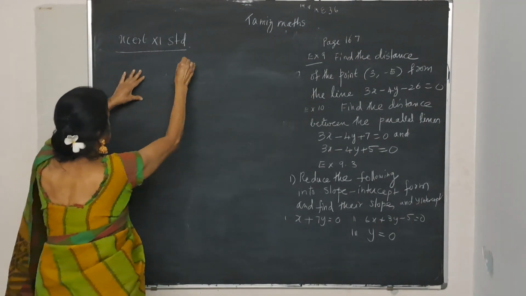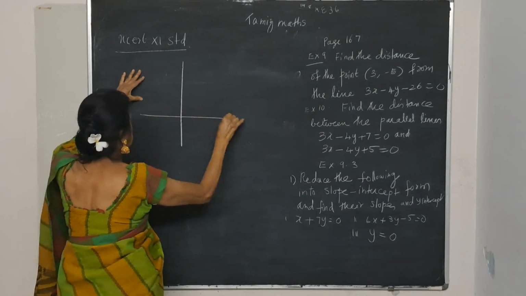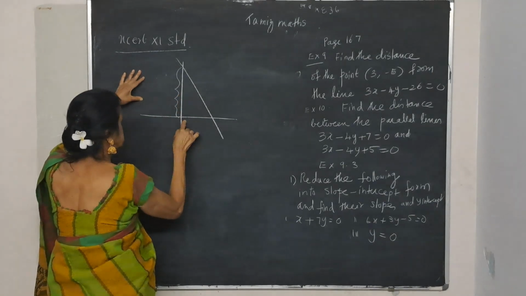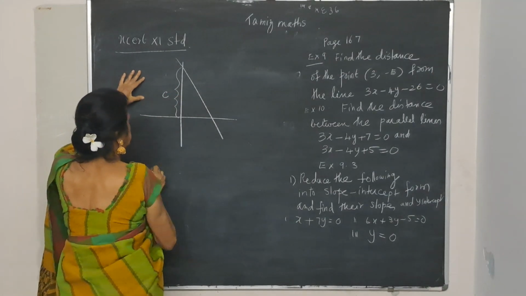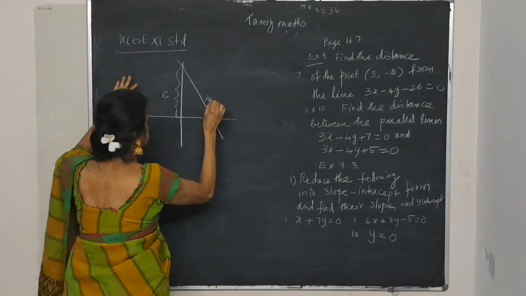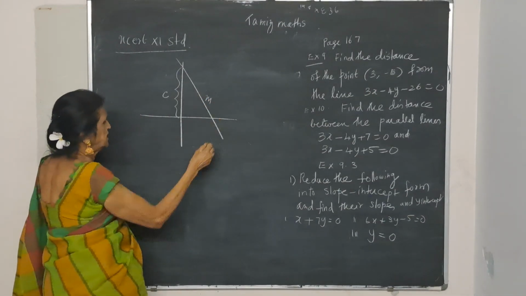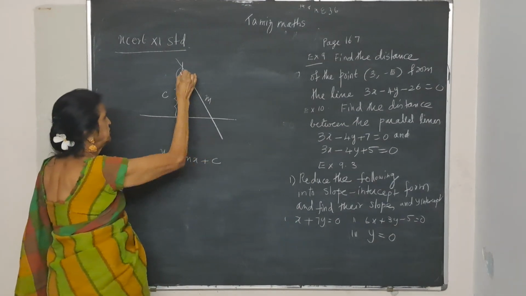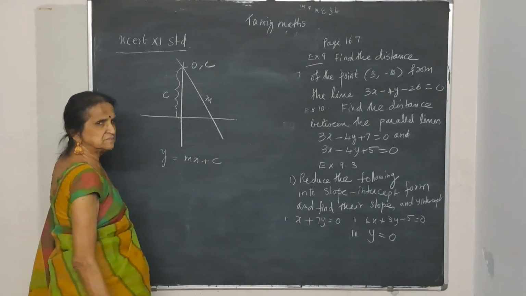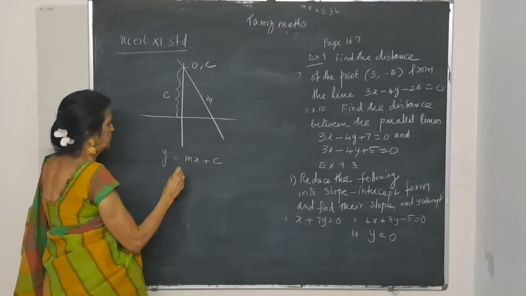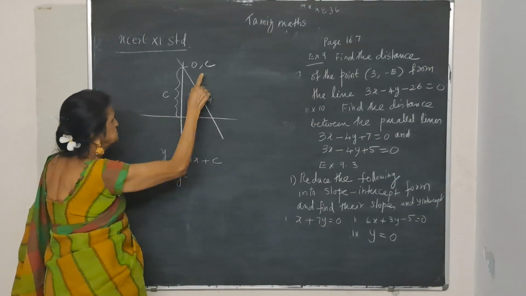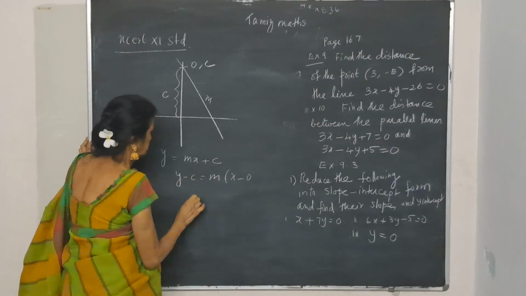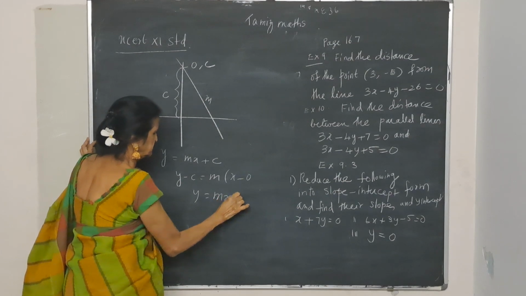Now, if I have a line, this is called the y-intercept. Of course, this is called the x-intercept. If this is c and the slope of this line is m, the equation of this line will be y is equal to mx plus c. How do you derive it? This point will be (0, c). Use the one point form: y minus y1 is equal to m into (x minus x1). So y is equal to mx plus c.